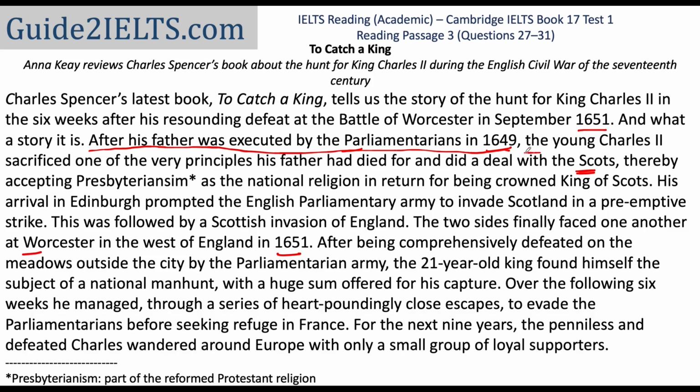The young Charles II sacrificed one of the very principles his father had died for and did a deal with the Scots. So Charles II did a deal with the Scots. I'm looking for a verb similar to formed, which is mentioned in the question. Did a deal means formed a deal. So the answer from the passage is deal. Charles II then formed a deal with the Scots.